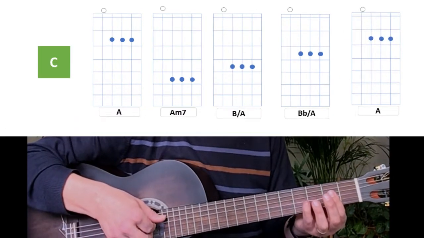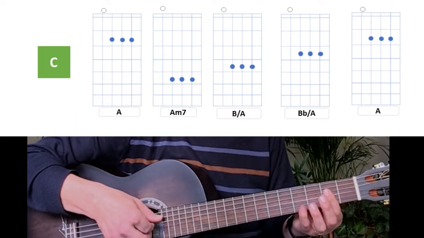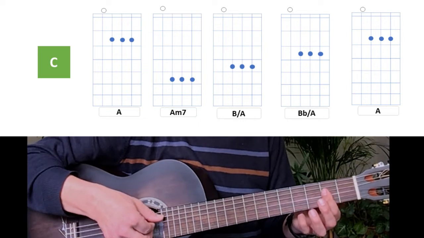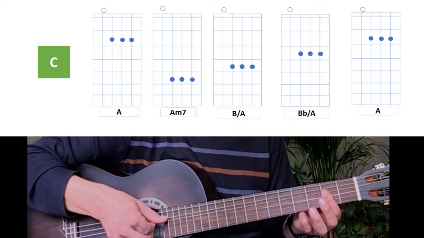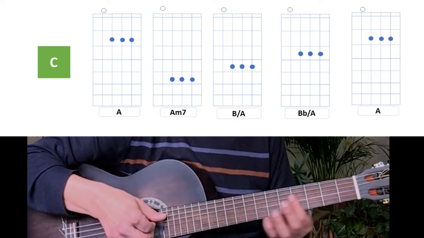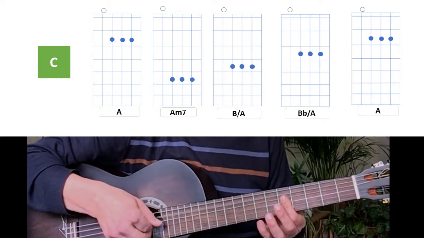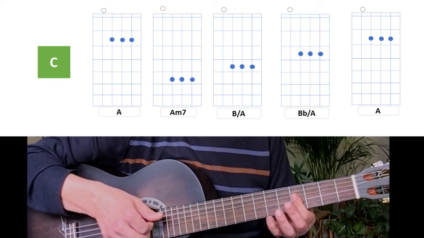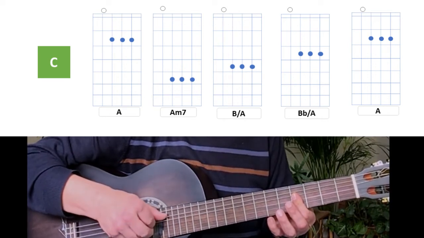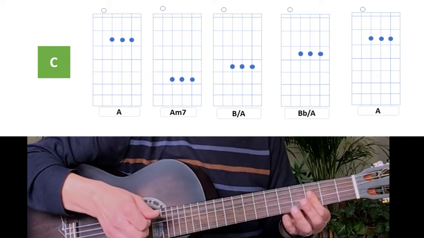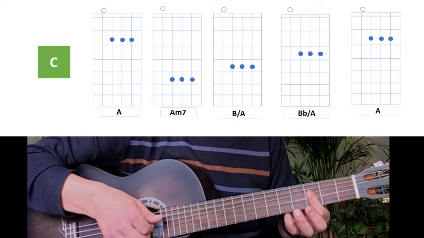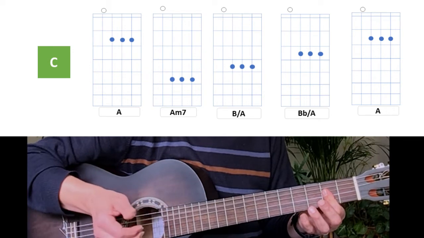And the fourth sequence I've showed you in the introduction is A minor over, obviously, bass A. This is a B over A, and this is a B flat over A, back to A. Okay.